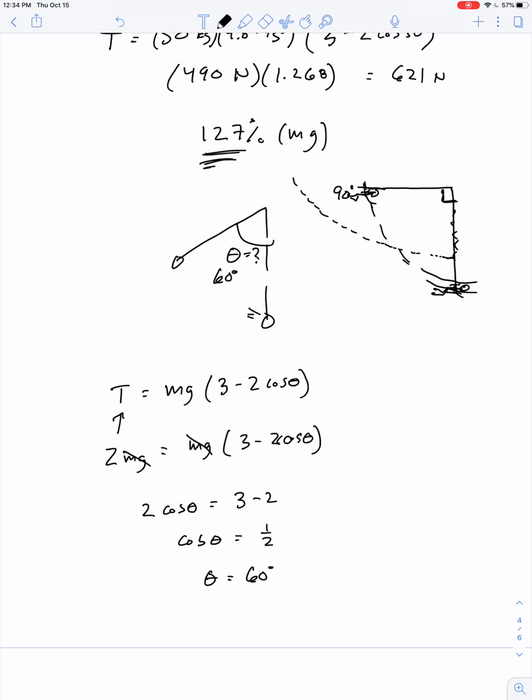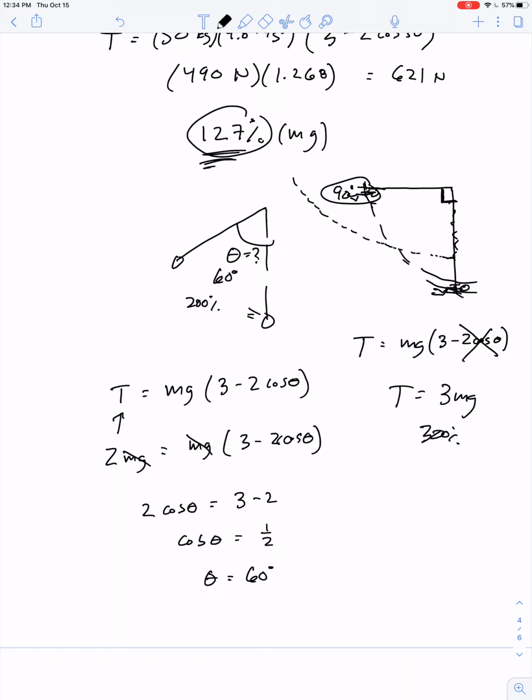Well, if the angle really was 90 degrees, then let's see. T is equal to mg times (3 minus 2 cosine theta). But the cosine of 90 degrees is 0. So the tension would be 3 times your body weight. Okay, so 60 degrees, 200% of your weight. 30 degrees, 127% of your weight. And if you're to swing from a horizontal rope, then 300% of your body weight.